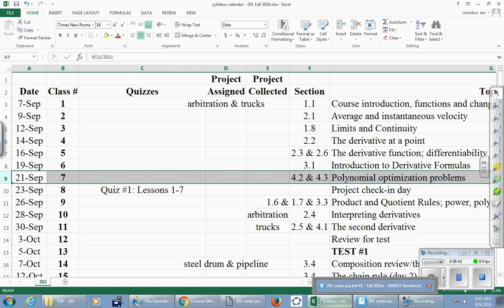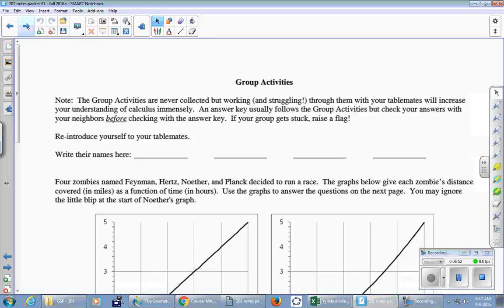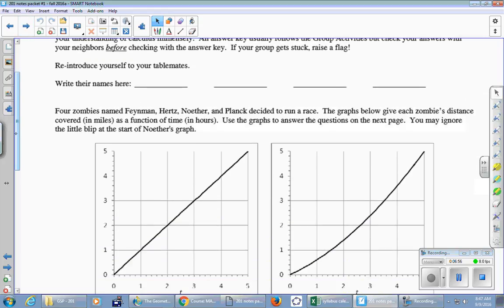All right, so number 4 says we're going to jump to the group activities first, and then we'll come back to the demo at some point. So the group activities start on page 15. And what you are going to do, not just yet, but momentarily, you're going to reintroduce yourself, write down the names of all the people sitting at your table. You are going to read the words. You are going to look at the graphs. The questions are all on the next page.